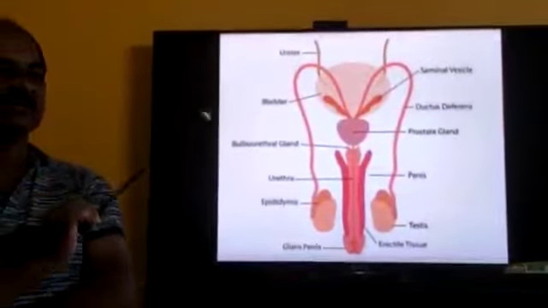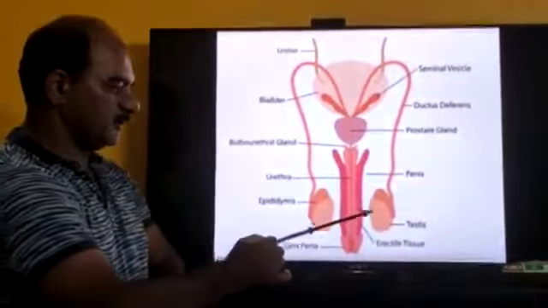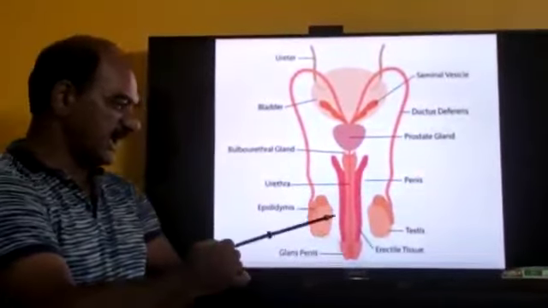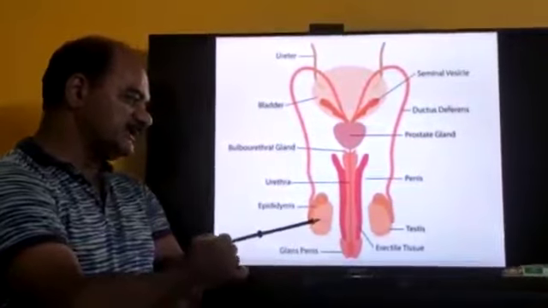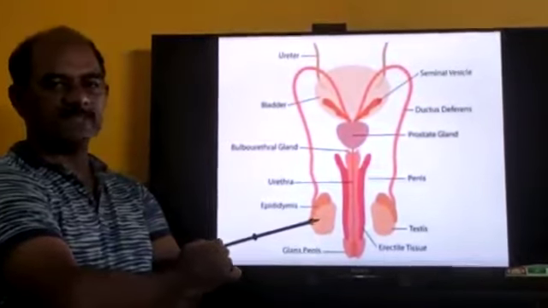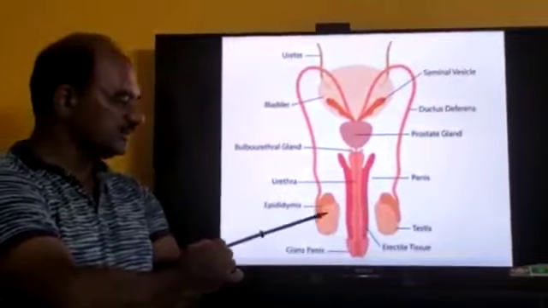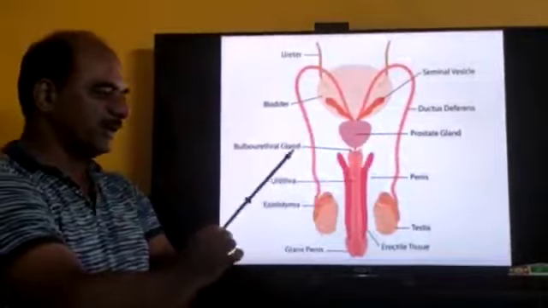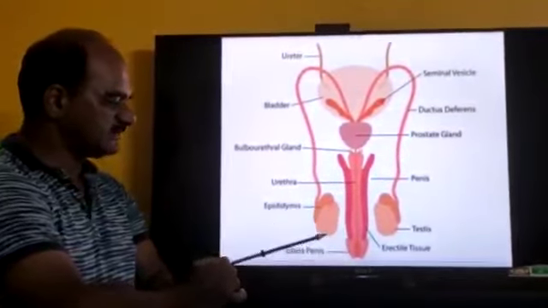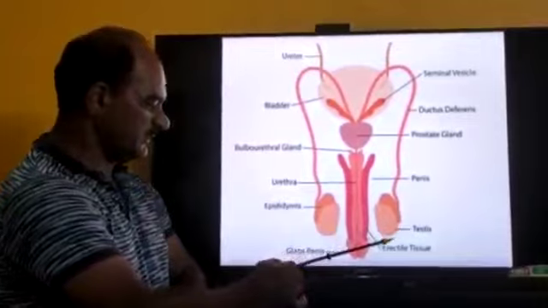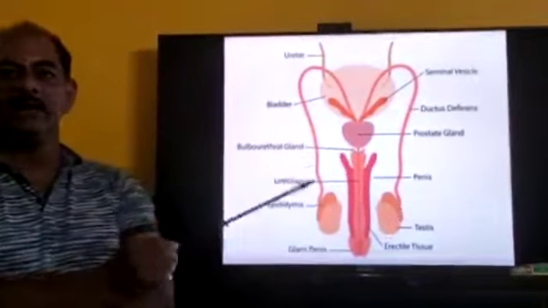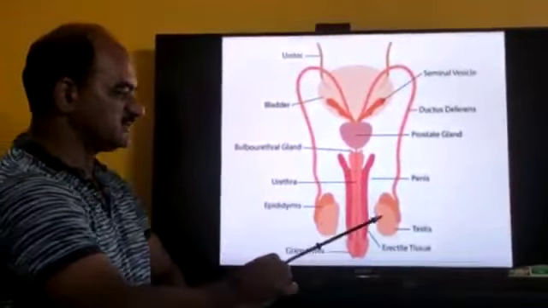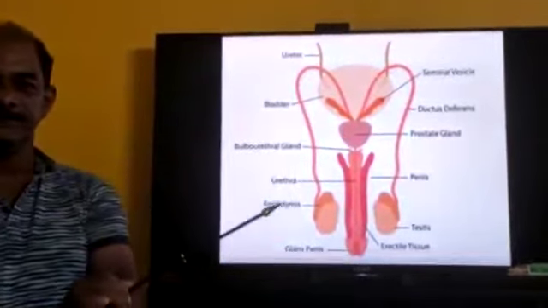The main function of the scrotum is protection of the testis. Another function is that, due to the scrotal sac, the temperature is lower than body temperature, by 2 to 3 degrees centigrade, so it acts as a thermoregulator. The scrotum plays an important role, acting as a thermoregulator as well as protection. So this is the part of the external genitalia, the scrotum.